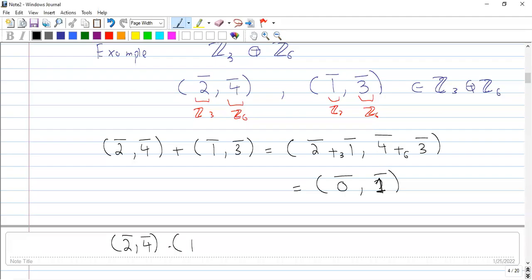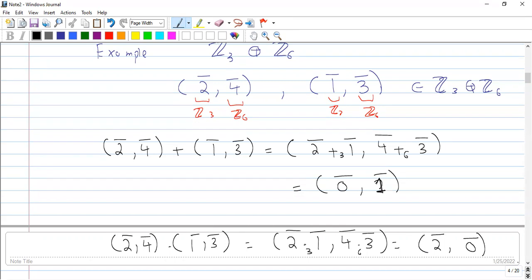bar with 4 bar, with 1 bar and 3 bar. So it is equal to 2 bar into 1 bar and 4 bar into 3 bar. Now this is a multiplication with respect to modulo 3 multiplication, and this is a modulo 6 multiplication. So again, the answer will come out as 2, and this is 4 times 3, which is 12, that is 0. So in this way I can multiply two elements.